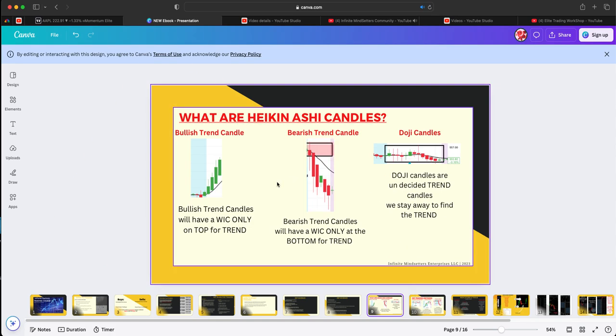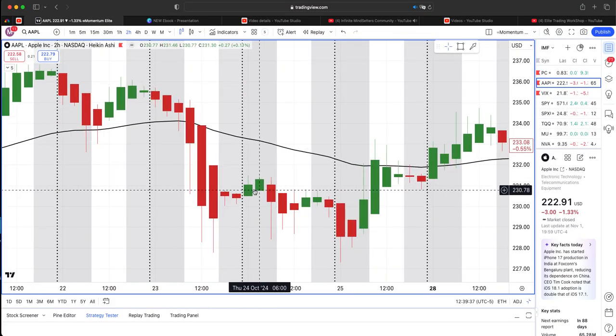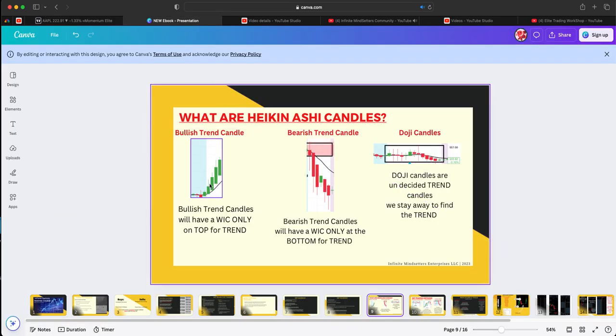A trend will fully go in an upward direction, a downward direction. Trends do not go sideways like this. That's a key note, because your Heikin Ashi candles are there to show you trend. There's only 3 candle types. There's Heikin Ashi candles that have no wicks at the bottom. There's Heikin Ashi candles that have no wicks at the top. And there's Heikin Ashi candles that have wicks on both sides.